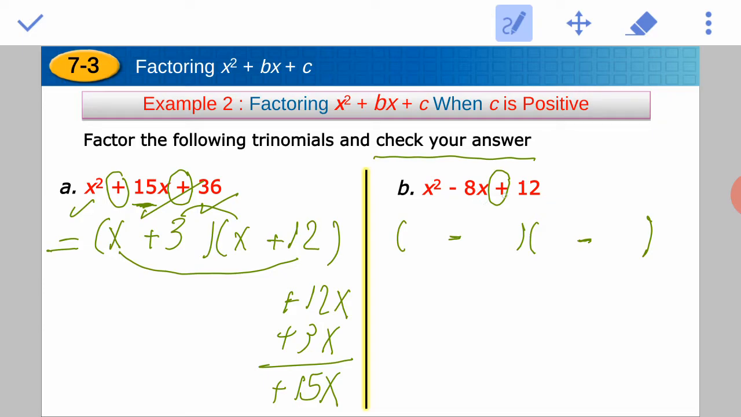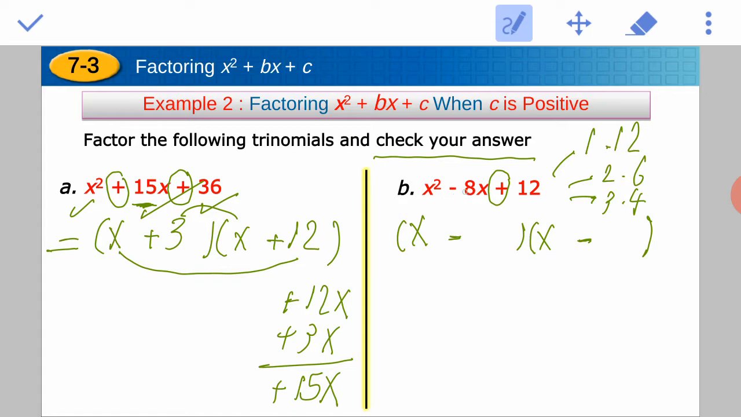The other example, guys, we set the signs negative negative. Do you remember why? Because if the last sign is positive, the two signs are similar, like the middle one. Since the middle one is negative, the two signs are negative. Step number 2, factor x squared, and it's x times x all the time. How many scenarios to factor 12? Actually, it can be 1 times 12, it can be factored 2 times 6, or finally 3 times 4. We're looking for the sum of the pair of factors that give us 8.